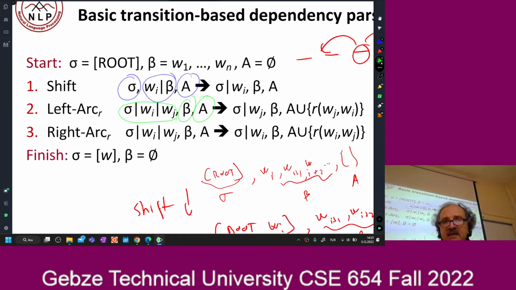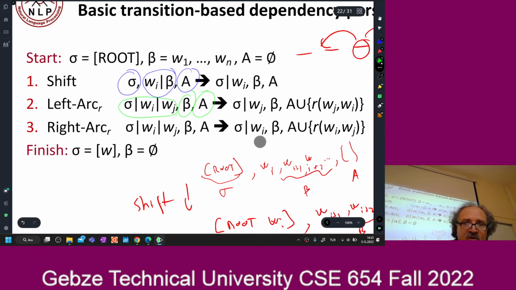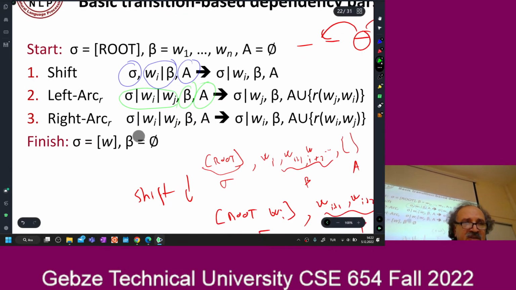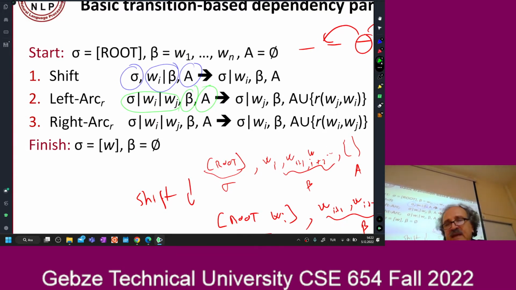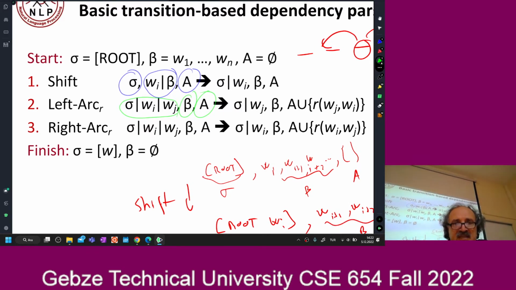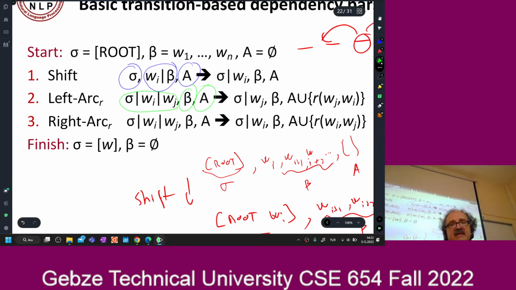For the right arc, it is almost the same thing, only you leave your WI in the stack, and your arc is going to be WI to WJ. Okay, the condition for finish is this: beta is just empty. There is no word to read, and on the sigma side, I have only the root. These are the three rules.